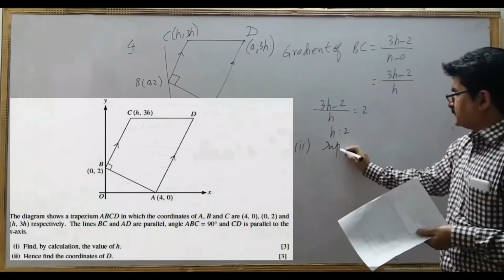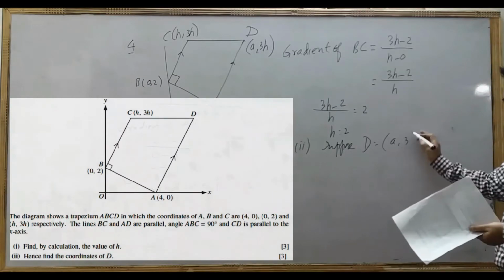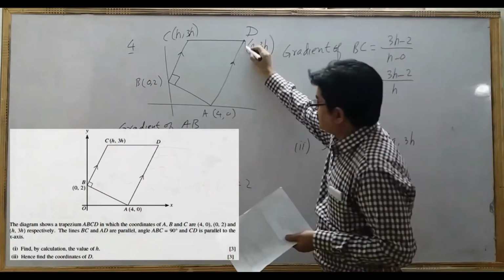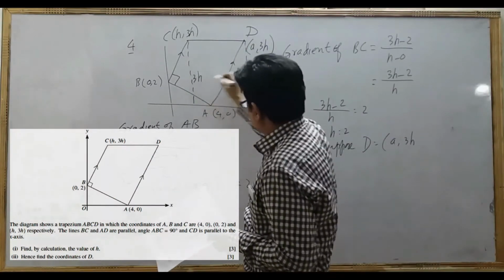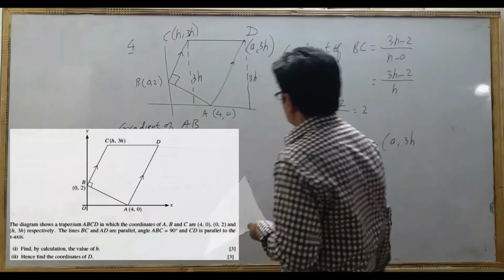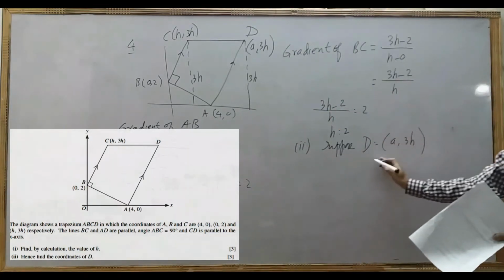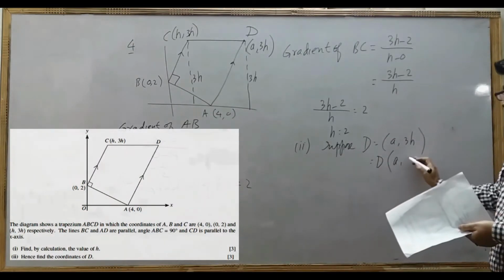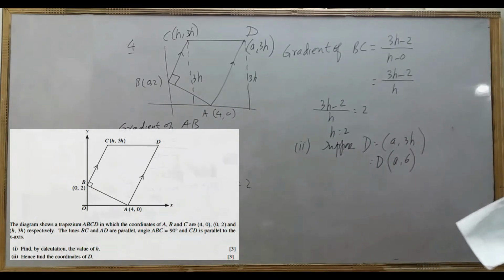This is a very important point. So I am supposing that the D point is a, 3h. So C and D have the same height. This is 3h, this is 3h. Both heights are the same. We have found h, so our D point is a, and if you put h as 2, you will get a, 6. This is our D point.